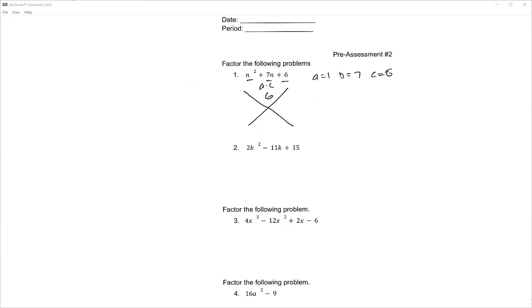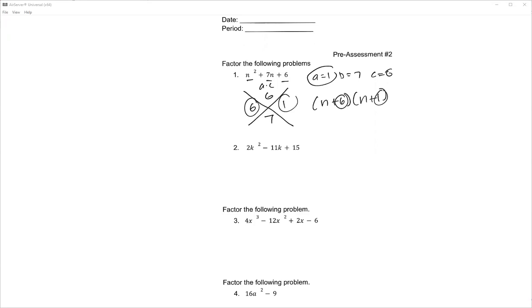Sorry, it's going to go a little slower. And then two numbers that multiply into the 6 and add up to the 7. It'll be 6 and 1, right? Because the A is 1, you don't have to do that last step. You could just go n plus 6 and n plus 1. The 6 goes right here, the 1 goes right here. Because of that, you don't need to do that extra step.